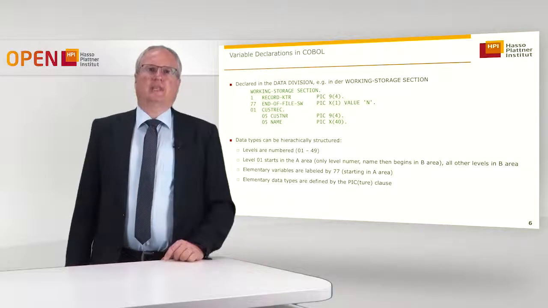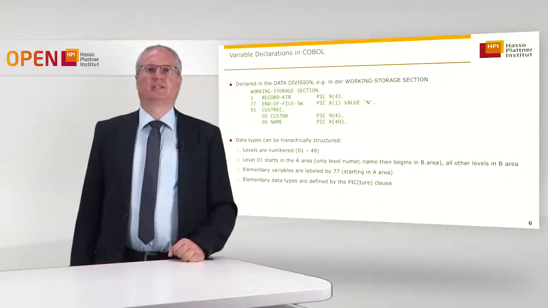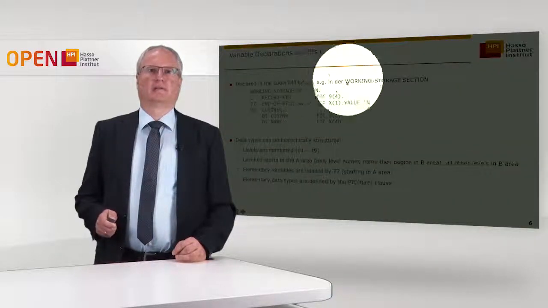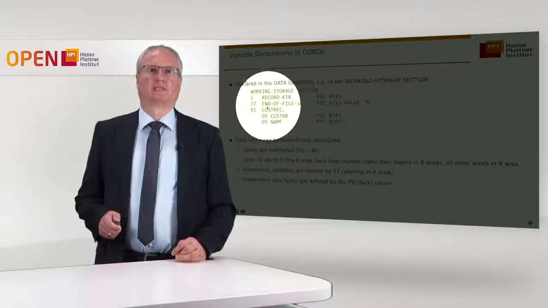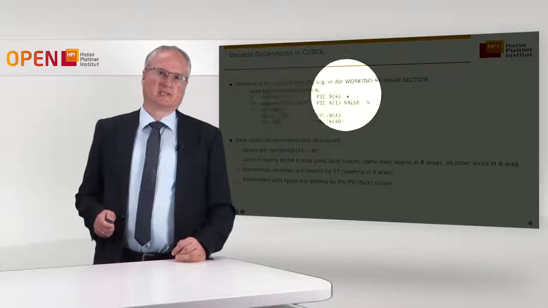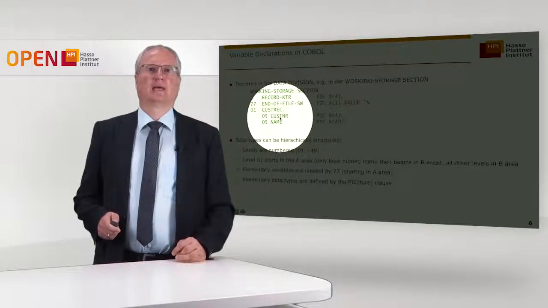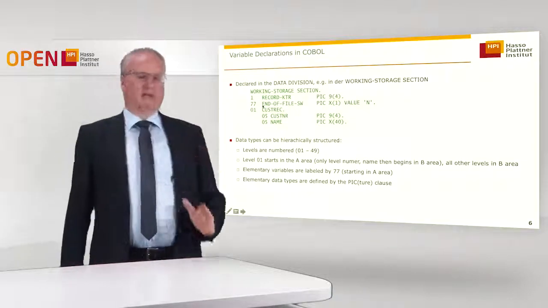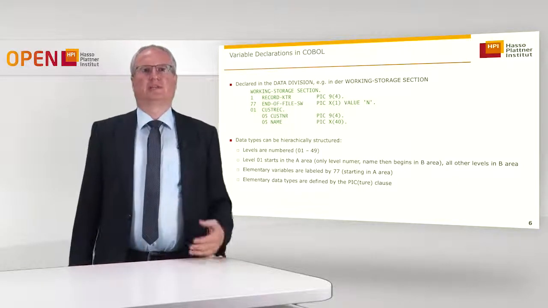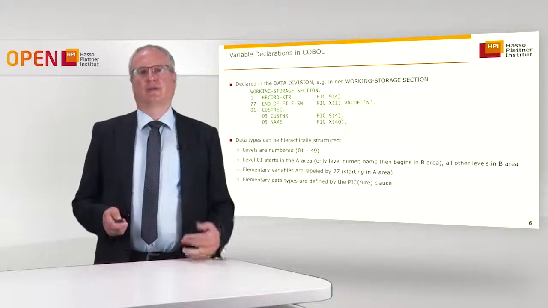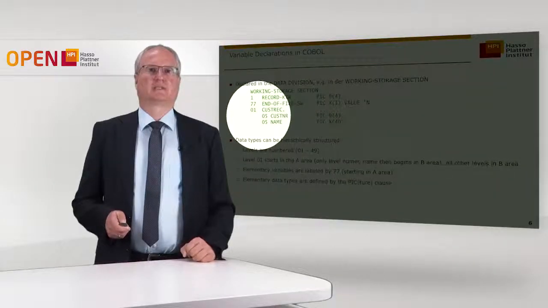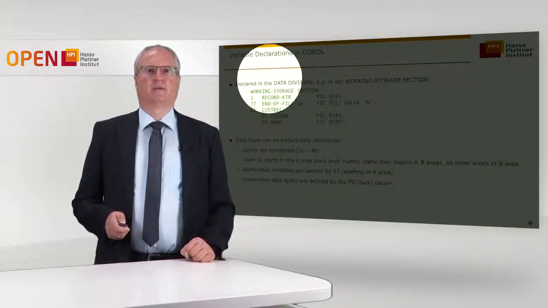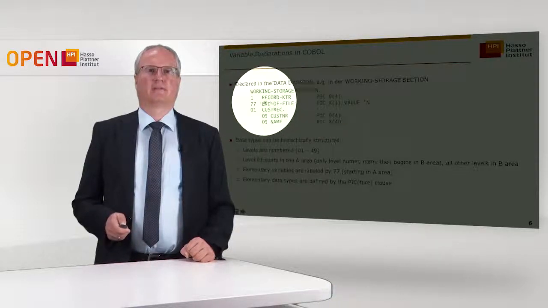And the data division contains all variable definitions, variable declarations. In the working storage section, we have the normal variables that are global variables for program execution, and you see that this is a simple example showing some different types of variables. This one is an elementary variable. It starts with 77. Every variable declaration starts with a number that is sort of a level indicator. For the top level variables, this level indicator has to be given in the A area, where the name of the variable and all the rest is then in the B area.